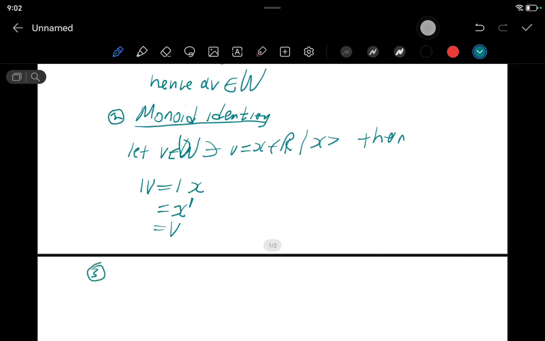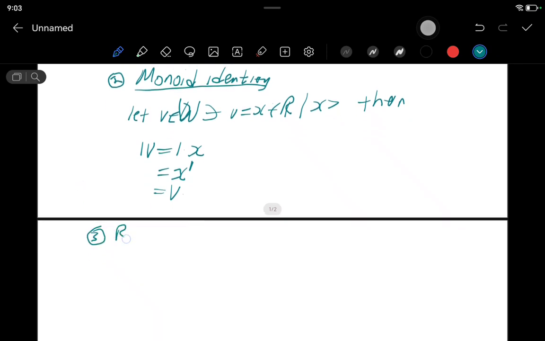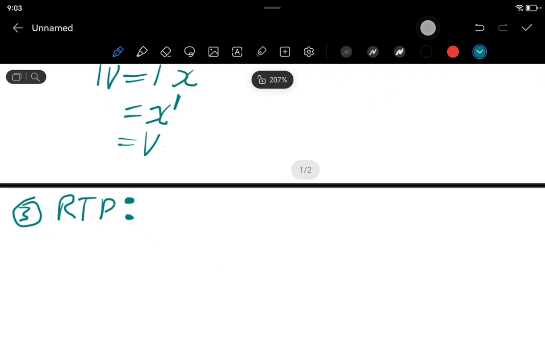Then we check the other one. After this monoid identity, we can check this property, or if you don't know what the properties are named, you can say required to prove that. I'll start with this one. Remember, we have this property where we are adding vectors, but there's a scalar here. We add vectors u plus v. We are required to prove that this is equal to this.